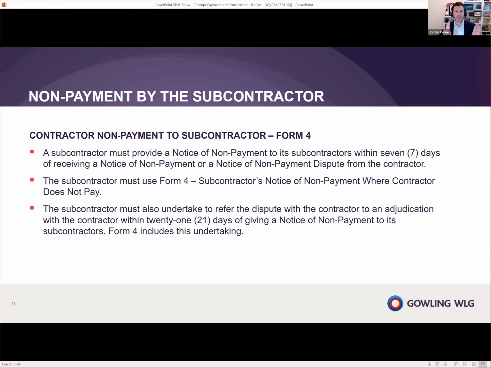So Form 4 kind of exists on both sides. And Form 4 is where we have a contractor non-payment to a subcontractor. This is where the subcontractor is letting their subcontractors know, hey, we've got a dispute, we're not getting paid, and you have to send this out in 7 days, and it must be in Form 4. Just like Form 2, the contractor or the subcontractor has to undertake to refer the dispute with the contractor to an adjudication within 21 days.